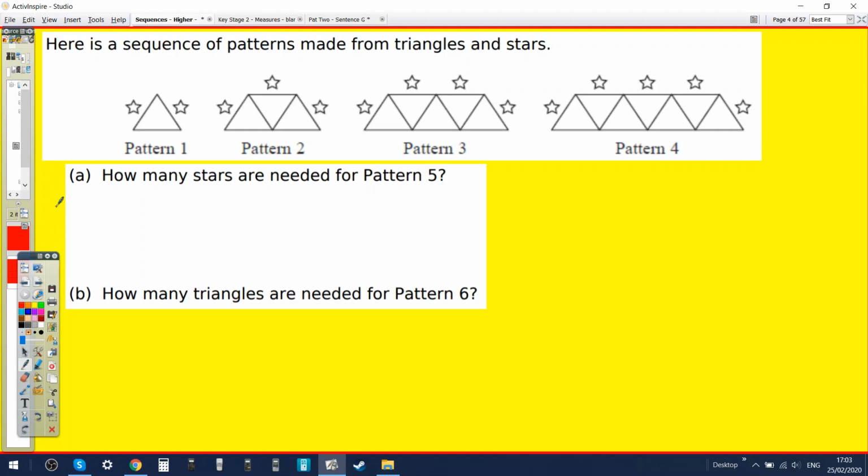Is it 6? Yeah. Hold on. So that would be how many stars? So 2, 3, 4, 5. So pattern 5 would have how many stars? Yeah, 6. 6 stars. And B. How many triangles are needed for pattern 6?